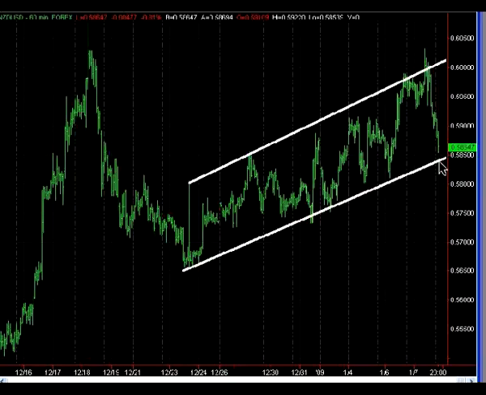As I have been mentioning, I'm looking for a downside breakout to resolve this pattern. So what we might do now is wait for a close beneath that lower support line, where we'd look to enter and then place our stop back inside the channel.